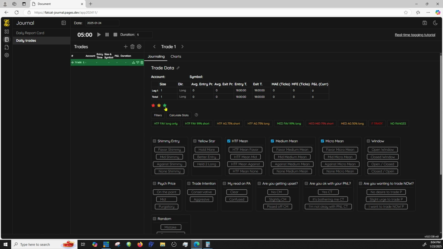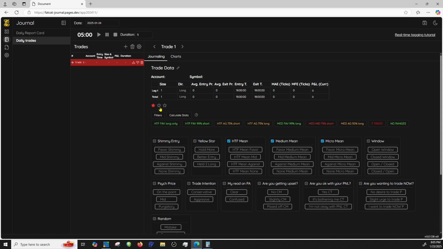When it comes to a green star trade, this is a perfect trade. The entry was good and the exit was good. These are trades where you would have made no adjustments in your management. On the other end of the spectrum, we have the red star trade. This is a bad trade. Think of impulsive trades, FOMO trades, any type of trade that you shouldn't have taken and that doesn't fit in your trading system. Just terrible trades.